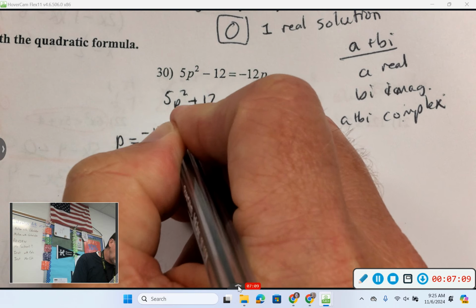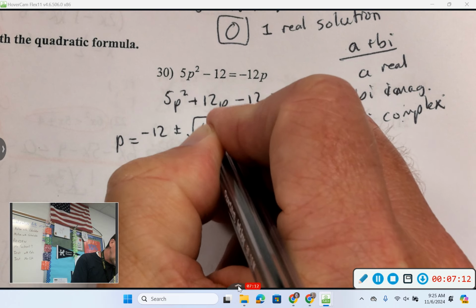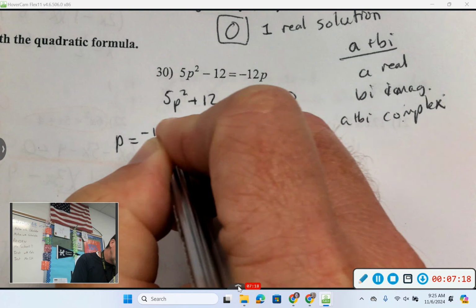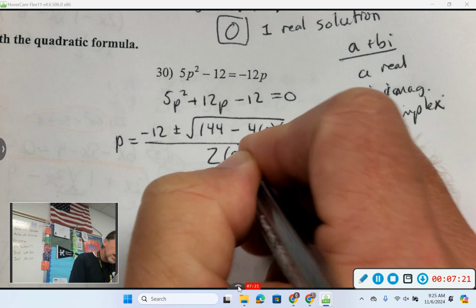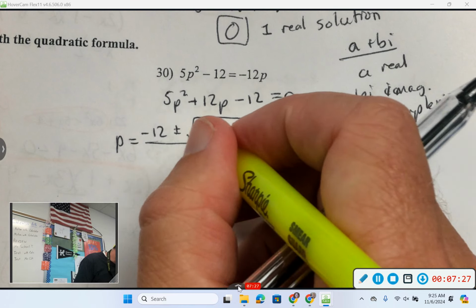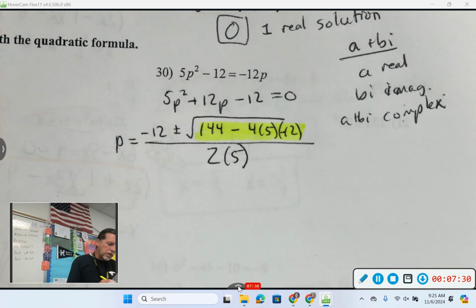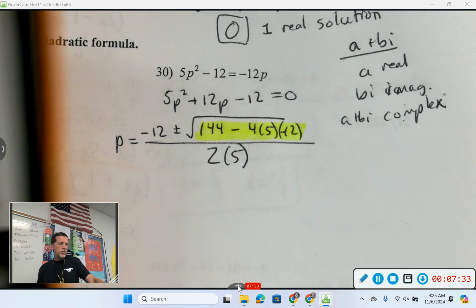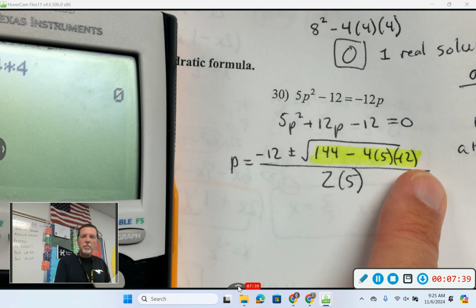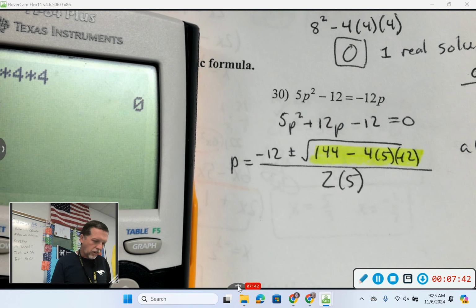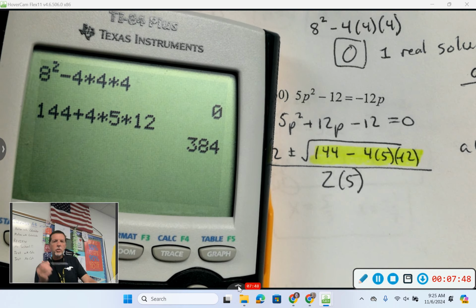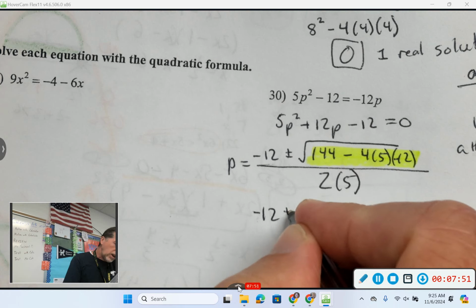P equals negative B plus or minus the square root of B squared minus 4AC, all over 2A. Even though you have a calculator, it's probably wise to do the discriminant first, because then you'll know what kind of answers we're headed toward. Although I can tell that right away, because that's going to be 144 plus something. So I know I'm going to get two real answers. 4 times 5 times 12 plus 144 is 384.